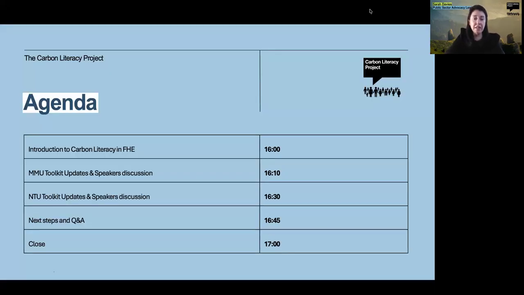So first and foremost, in case you are new to carbon literacy at all, we will be doing a short introduction to carbon literacy and what that looks like in the further and higher education sector. We'll then be going into the main part of this afternoon's event, which is looking at the toolkit updates. So we'll be hearing from our guest speakers about what's been updated in both the MMU and in the NTU toolkits. There'll be then next steps and what you need to do to access the toolkit. And of course, we'll be finishing with some Q&A.